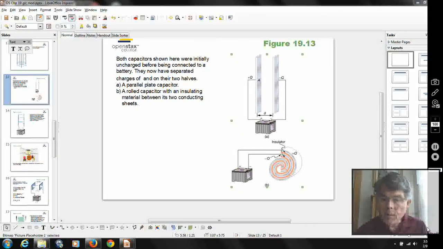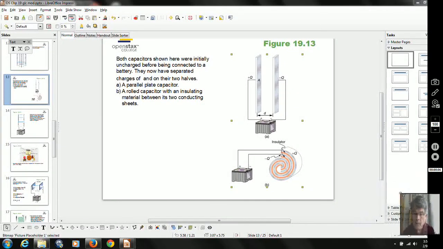Professor Clements with you as we consider again Chapter 19 in the OpenStax College Physics book. I'm working with my reading guide on this. We're in Sections 5, 6, and 7 of Chapter 19, talking about capacitors and dielectrics, capacitors in series and parallel, and energy stored in capacitors.